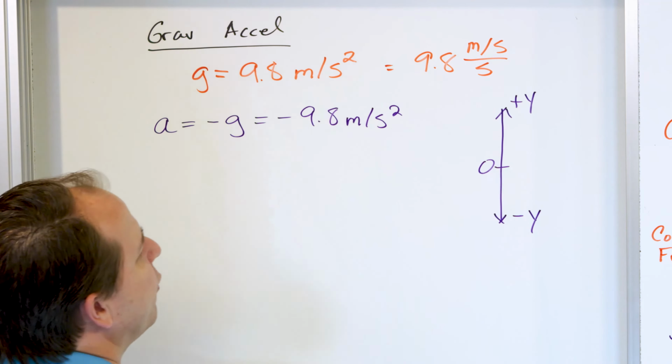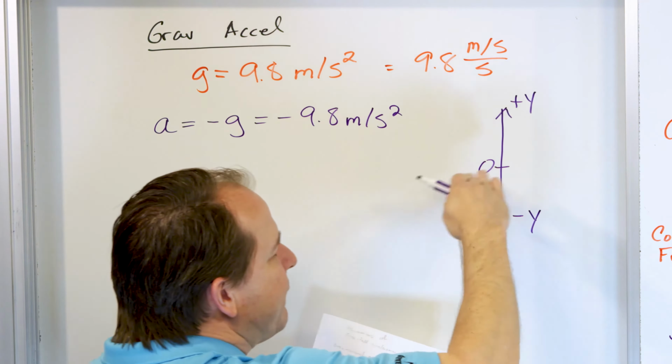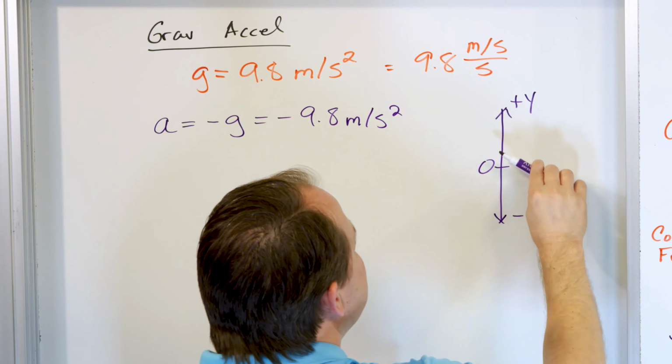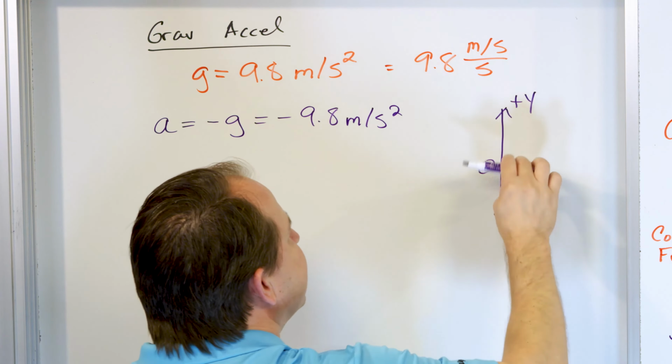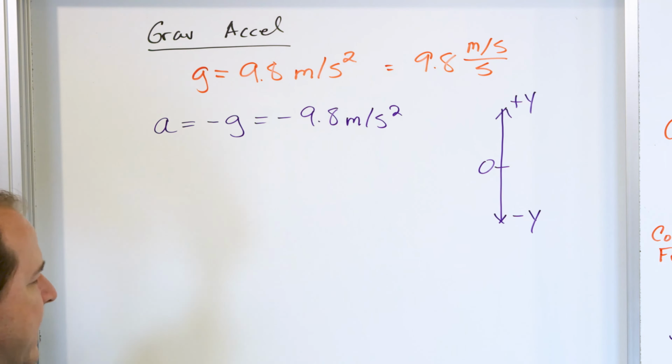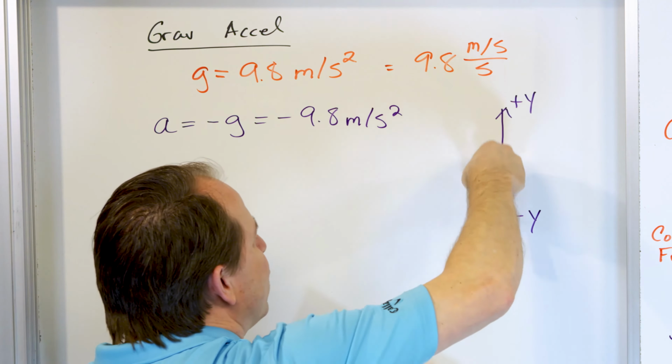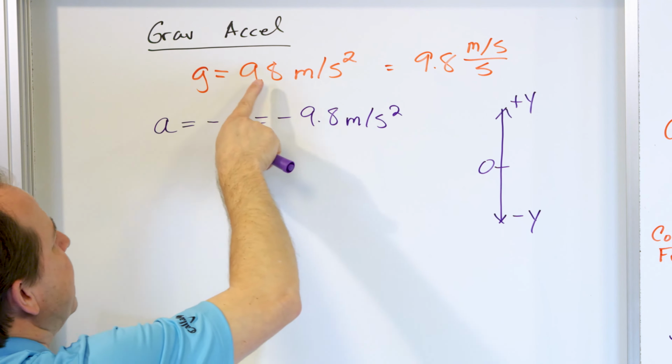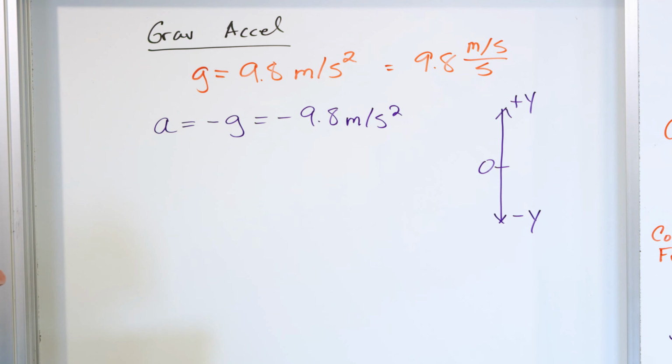So here's the 0 point, which could be any reference point you want. It could be the ground, for instance. And then going up, we call it positive y. Going down, we call it negative y. But since gravity always acts downward, we call the letter g being equal to 9.8 meters per second squared.